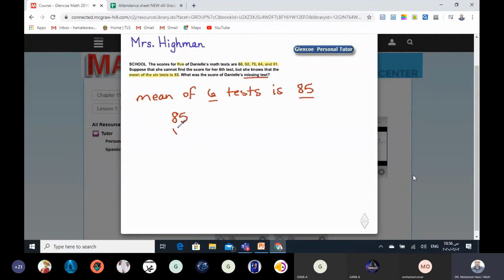So 85 times 6 gives us 510. Then we can subtract out those five test scores that we know, and that will leave us with what her sixth test score should be. We take 510 and subtract all of the other five test scores: 88 plus 92 plus 75 plus 84, and the last one is 91.